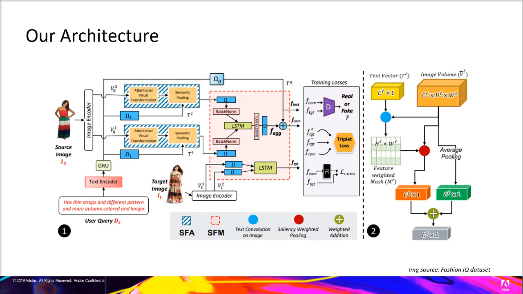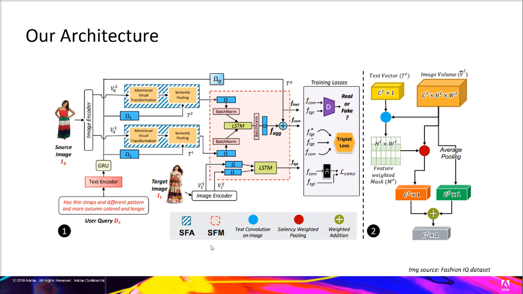So the architecture for our approach is shown. In this architecture, we have the two major modules, the SFA, the Semantic Feature Attention module, and the SFM, Semantic Feature Modification module. The SFA first learns the attention weights corresponding to the visual linguistic cues, and then uses those attention weights to modify the image embedding and the text embedding vectors in order to learn and obtain a composed embedding.